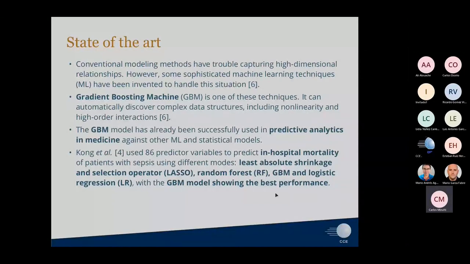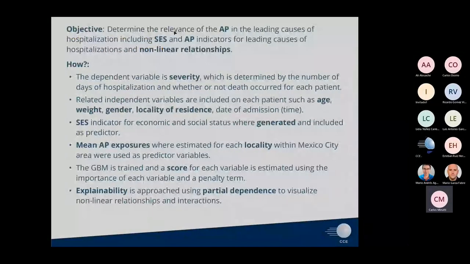So about the materials and methods, again, the objective is to determine the relevance of air pollution in the leading causes of hospitalizations, including socioeconomic status and air pollutant indicators for the leading causes of hospitalization and their nonlinear relationships. So how are we going to do this? Well, we need our dependent variable. This one is the severity of the hospitalization, which is determined by the number of days of hospitalization and whether or not death occurred for each patient. Related independent variables are also included: age, weight, gender, locality of residence, and the date of admission.